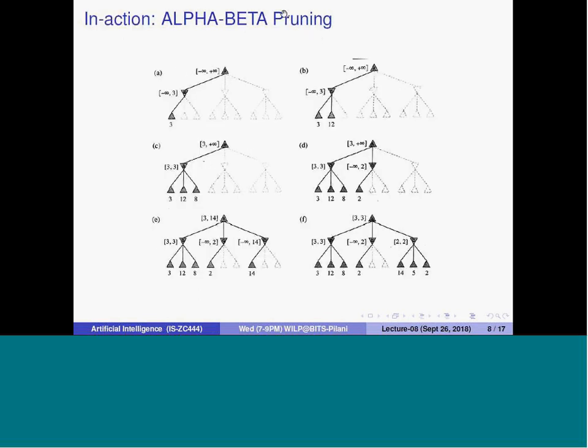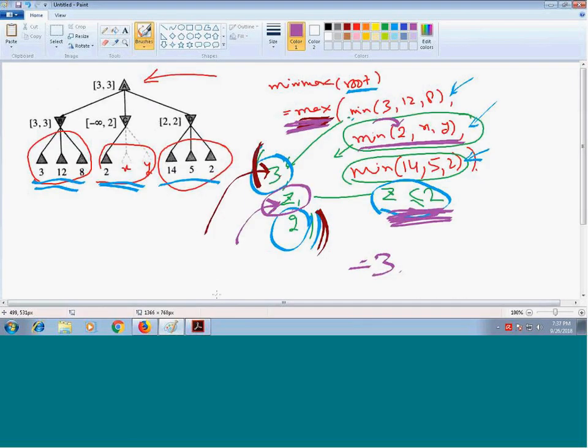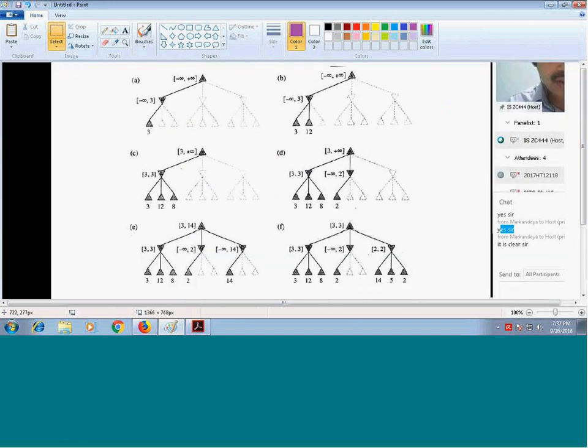Okay, let's see how things are happening over here. This is once again the same example, and let me put it here to show what is happening. Initially, look at how you start. Let's assume that this is the algorithm. What is the best that alpha can do? Alpha is minus infinity, and beta is plus infinity.